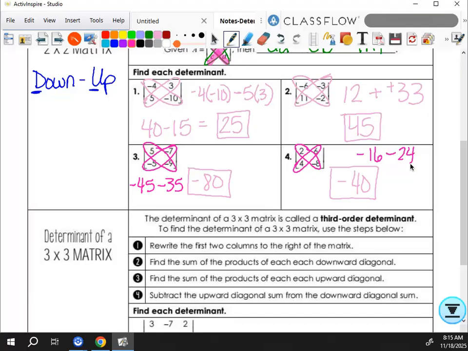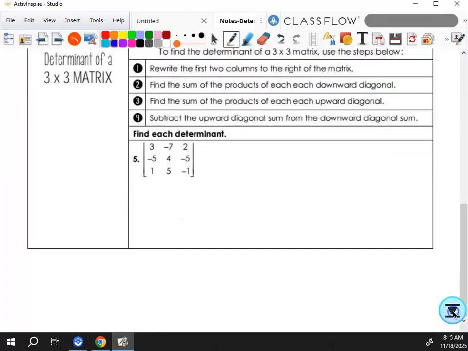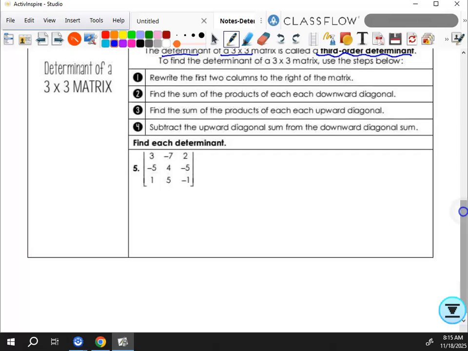Okay, so the 3 by 3 gets a little more intricate. Let's look at these steps. A determinant for a 3 by 3 matrix is called a third order determinant. Here are the steps. We first have to rewrite the first two columns to the right of the matrix, and then we do the diagonals, but you'll have more than one diagonal, so you have to do the sum of the products of each downward diagonal. Sum of the products means you multiply and then you add.